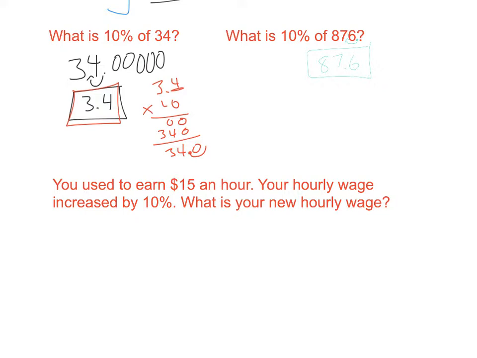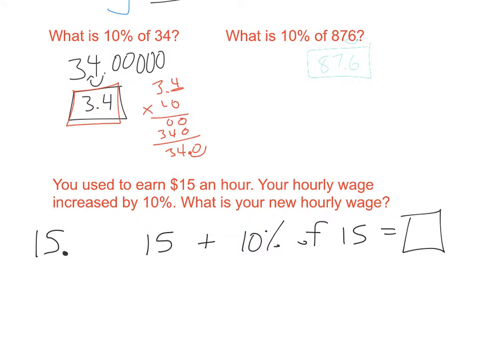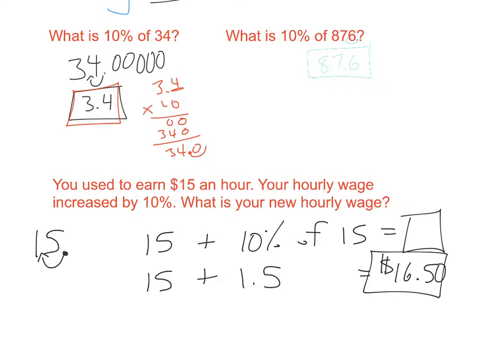All right, so you used to earn 15 bucks an hour. Your hourly wage just increased by 10%. So what's your new hourly wage? Well, it doesn't say your new hourly wage is 10% of your former hourly wage. That would be really bad. It said it increased by 10%. So first we need to find what 10% of 15 is, because we're going to take 15 and add 10% of 15, and that will give us our final answer. So what's 10% of 15? Well, again, take that decimal in 15 one place to the left, and so that's 1.5. So now we're taking 15 plus 1.5, and that equals $16.50. That is your new hourly wage.